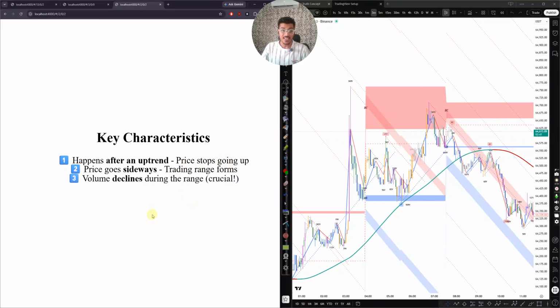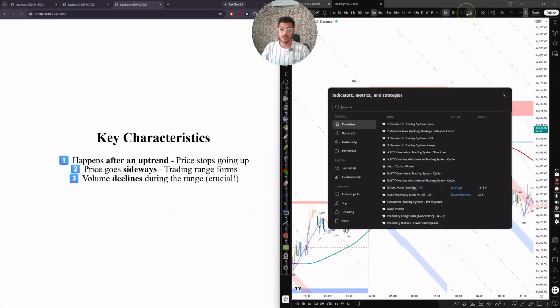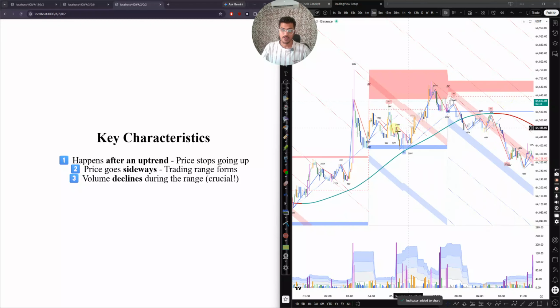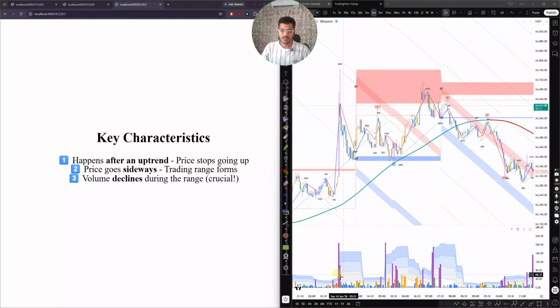Third is that volume declines during the range. This is very crucial. Okay, so if you see here, let me actually put the volume. You can see around here, volume is declining. See, volume got very less in this area, right? And then it actually goes down like that. And when the market goes down, the volume goes up like that. Here you can also see volume gets down, right? So yeah, volume is actually declining there.